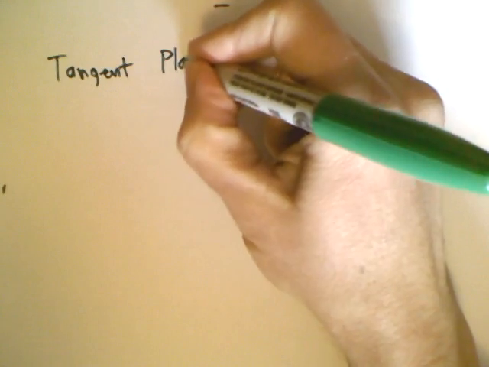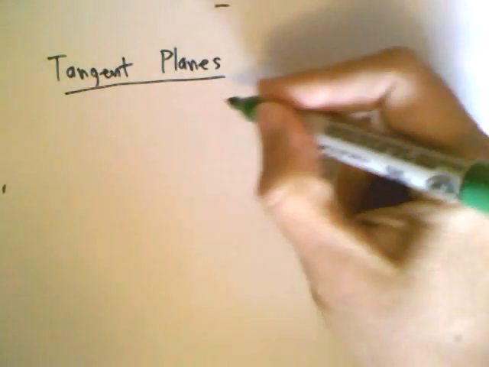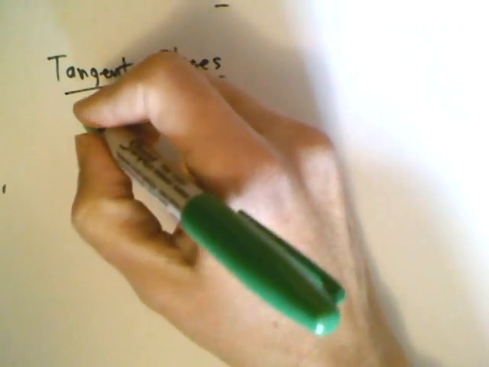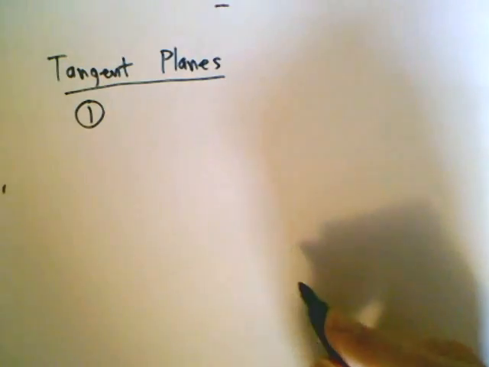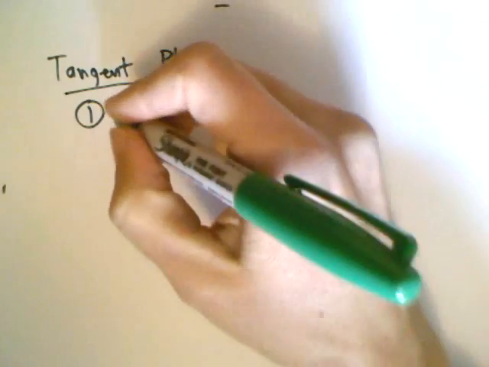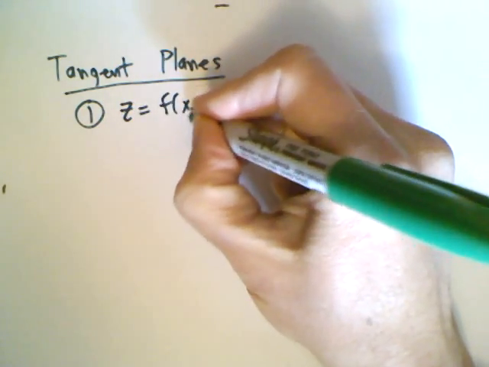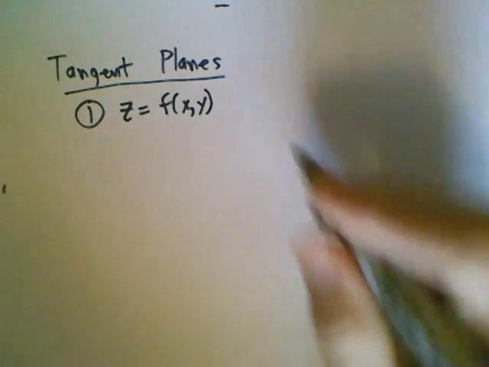Brief thoughts about tangent planes, and one cool example from a homework problem in the book. So we've seen one version of this. We'll eventually see three versions of this. One version of tangent planes is z equals f of x, y. That's one way a surface can arise.